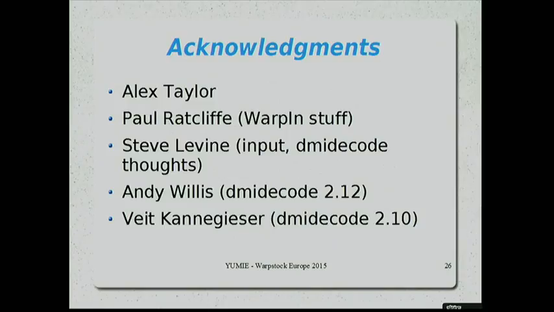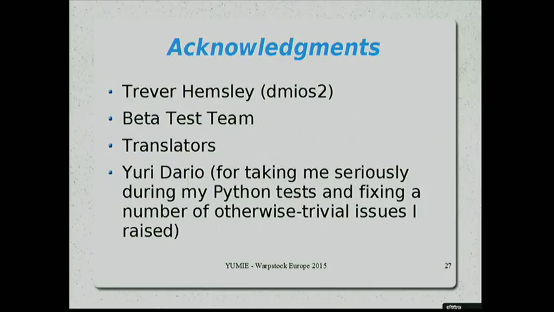So in terms of acknowledgments, these are just some of the people who have had some involvement with the application, whether they know it or not. The DMI decode stuff, as I say, we store repository credentials, we hash that information, and we hash that using DMI decode to read the DMI in the system. And we now have a completely current DMI decode. Andy Willis built that just a few days ago, actually. And it was an update to Vite's build of DMI decode. That 2.12 is the current version that's available for Linux. We now have available for OS/2. Next slide.